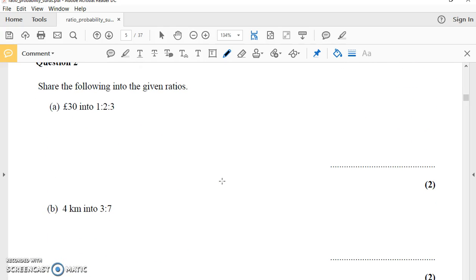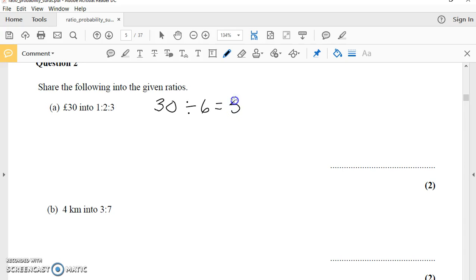Now, if we take a look, this one is asking us to share the following into the given ratios. So 30 pounds into 1 to 2 to 3. So what you want to do is count up how many pieces in total you have. If we look at this, we've got 6 pieces in total, because 1 plus 2 gives me 3, plus another 3 gives me 6. So I know that I want to do 30 divided by 6, and that's going to give me £5. That tells me what each piece is going to be.